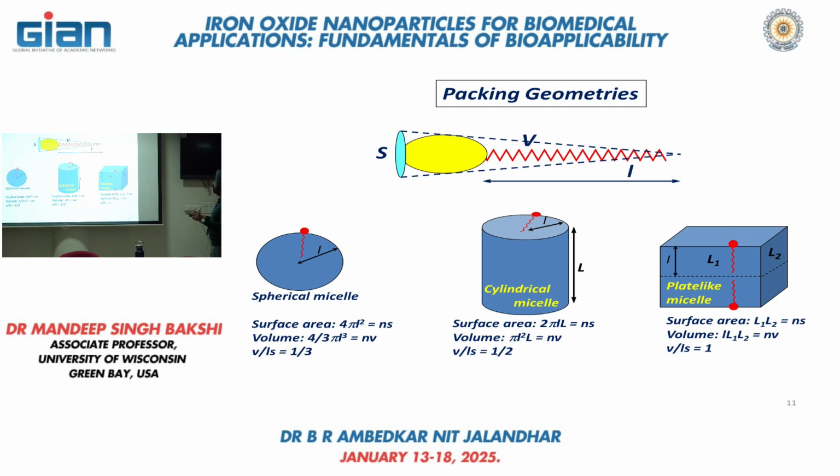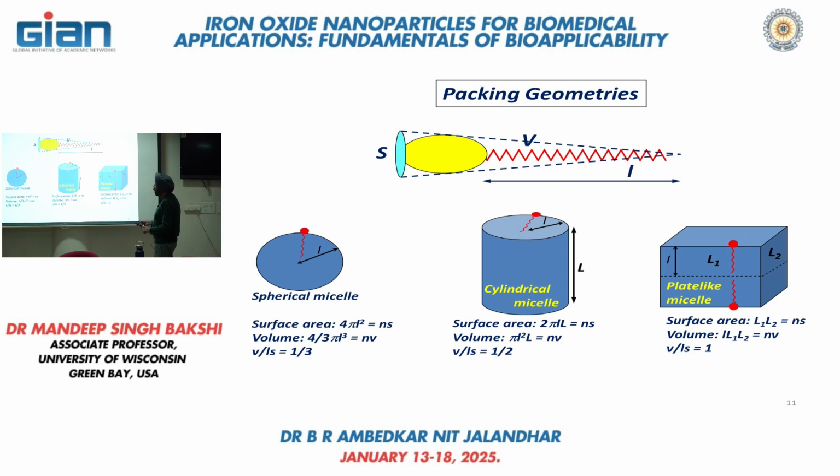So here are the definitions for the different parts. This is the head group surface area. We call the surface area S. This is the overall volume, and this is the length of the hydrocarbon portion.